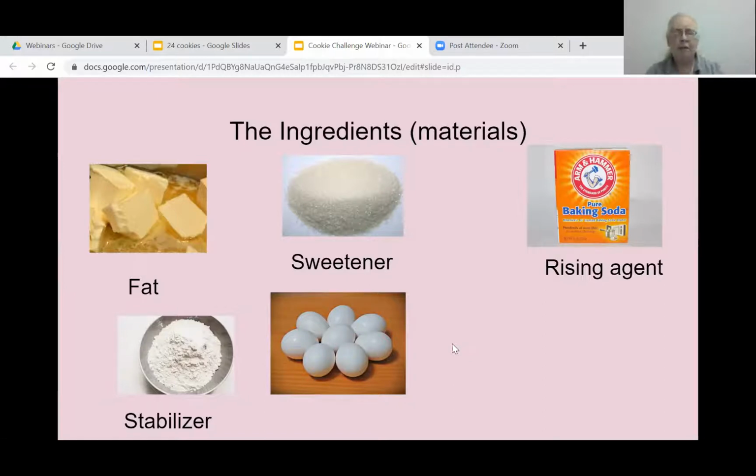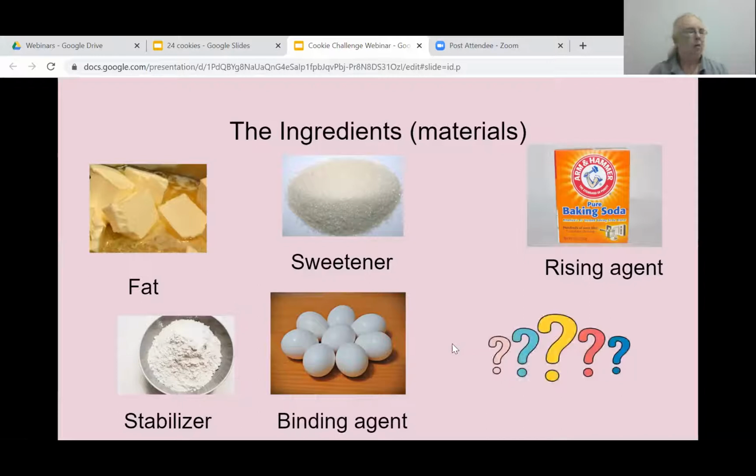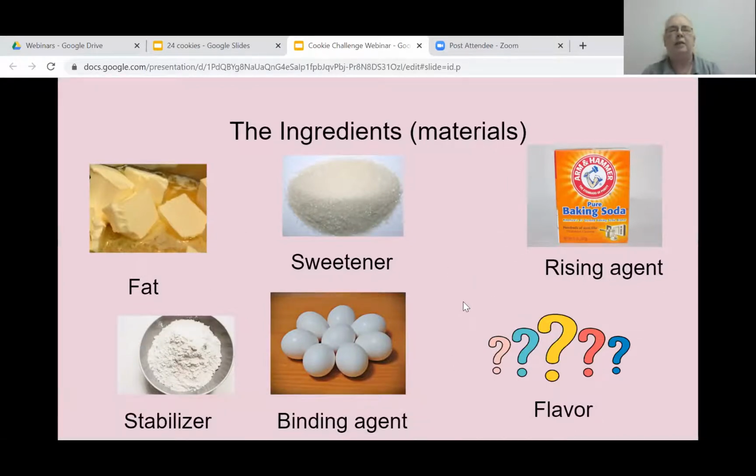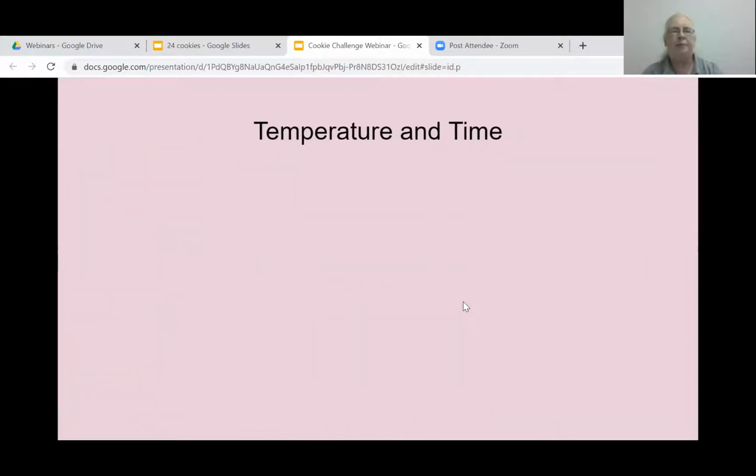And what else is there in a cookie recipe that you may think of? It has to be flavor. So when Miss Lauren's cooking here in a little bit, I need you to look and see if she follows all of these nice little ingredients. And when you do your recipe, you're going to have to do that.